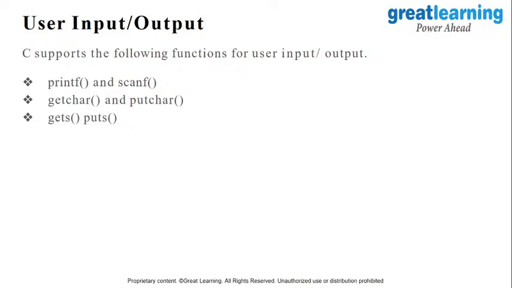Now C supports the following functions for user inputs and outputs. printf and scanf are the functions that you will be using: printf to print anything out on the console, and scanf to get the input. Let's suppose you want a user to input some number. The function that you will be using is scanf. getchar and putchar are similar, you will be getting one character at a time. Later on I will show Praveen all the code.